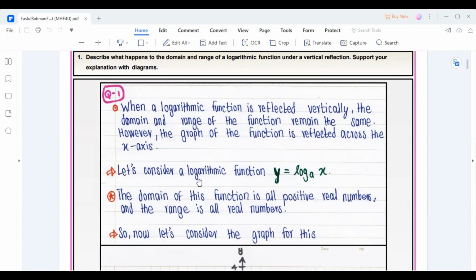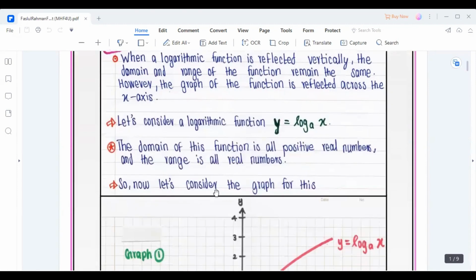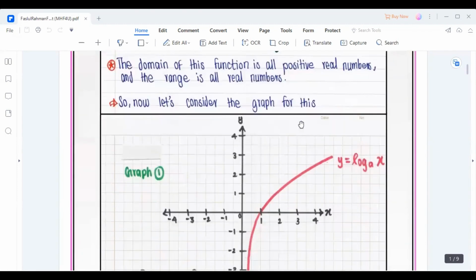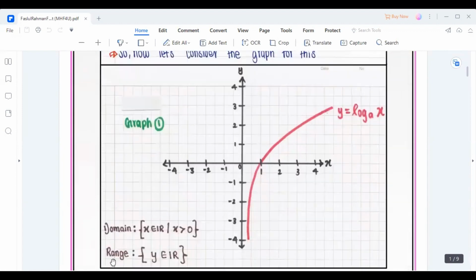Let's consider a logarithmic function y equal log ax. The domain of this function is all positive real numbers and the range is all real numbers. So now let's consider the graph for this. So this is the graph. Here's the domain and the range. Let's discuss it below.